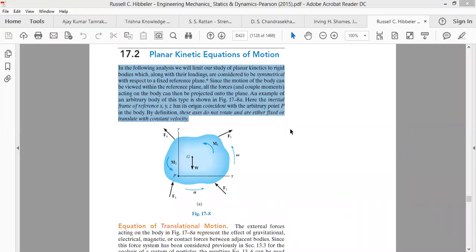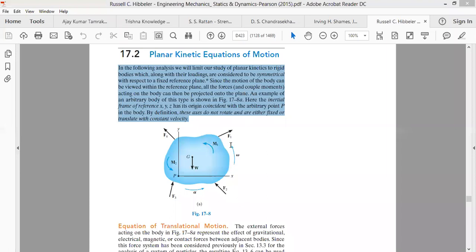I welcome all of you to the class on planar kinetics of rigid bodies. As far as the kinetics of rigid bodies is concerned, we talk about the analysis of the rigid body motion, taking into consideration the forces that act on the rigid body.